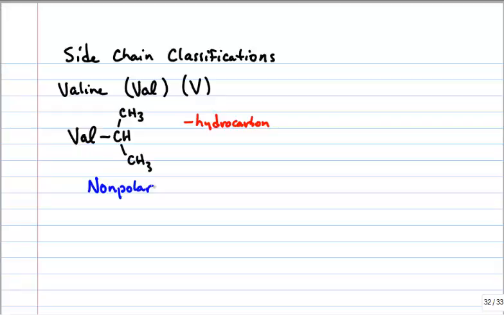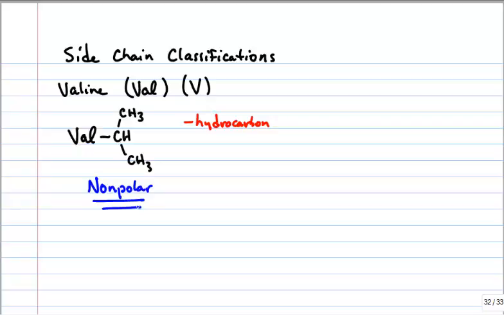Carbon-hydrogen bonds are not polar bonds. So any type of hydrocarbon molecule or group of a molecule is considered non-polar. So that is the classification of the amino acid valine. The classification of amino acids is based upon the side chain.